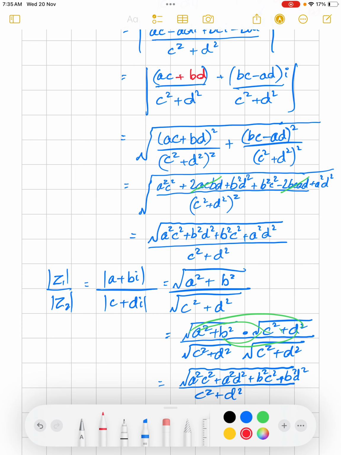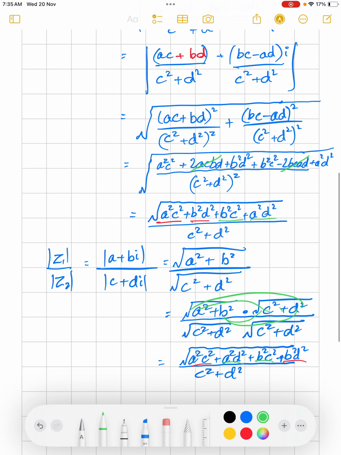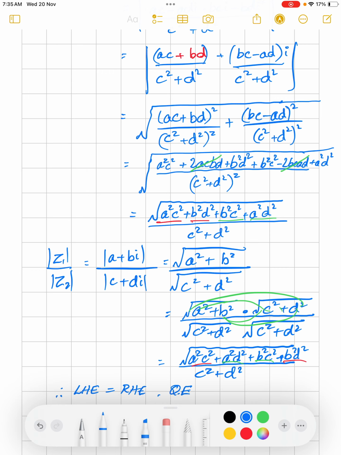Let's check these off. A squared C squared, yep. B squared D squared, yep. A squared D squared, yep. B squared C squared, yep. Therefore, the left-hand expression does in fact equal the right-hand expression, and quod erat demonstrandum, what we were asked to prove. I hope this has helped. Until next time, stay happy.